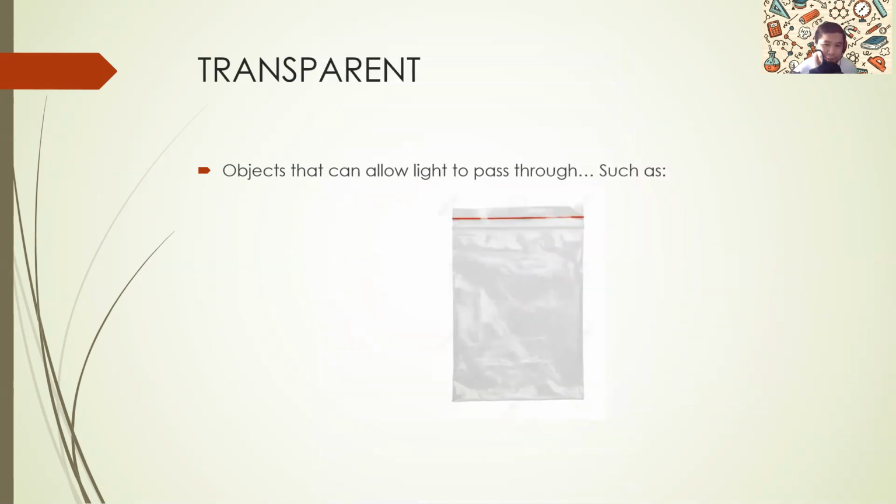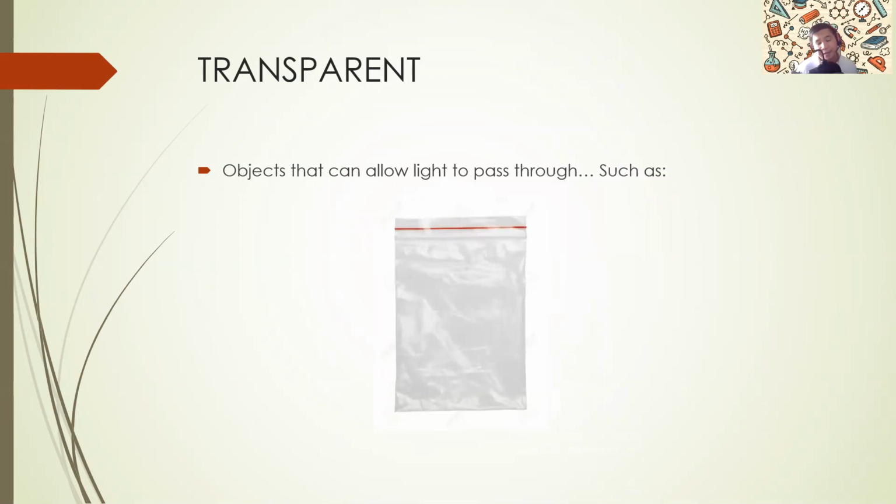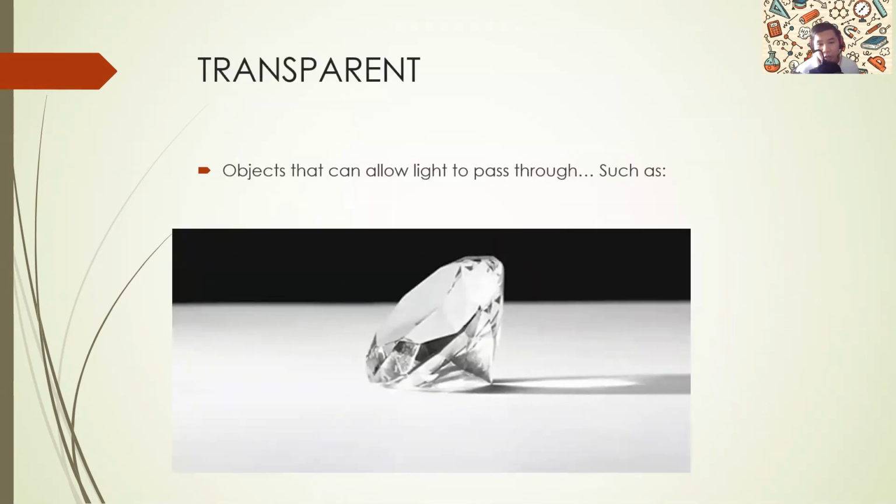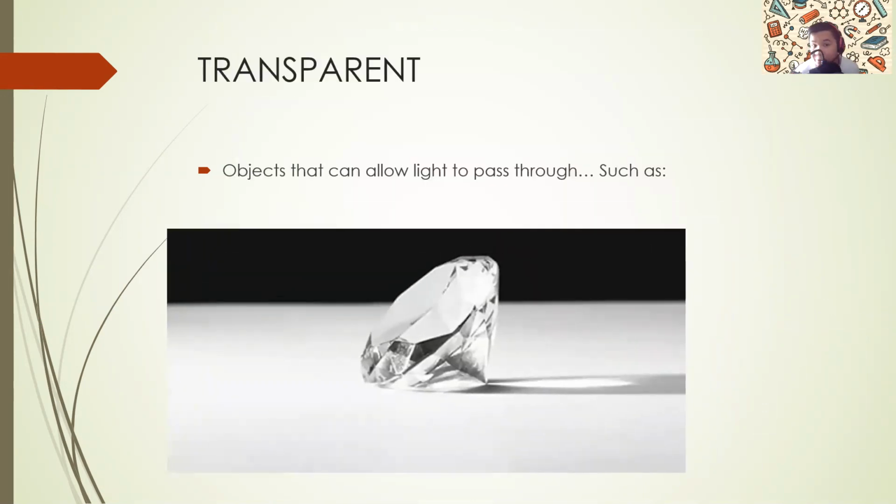Next, another clear object, a clear white plastic. This will also let light pass. We also have a diamond. The diamond will let light pass too. But sometimes when light passes through a diamond, it will create a sort of rainbow effect where other colors suddenly come out. But just the same, it's a transparent object.